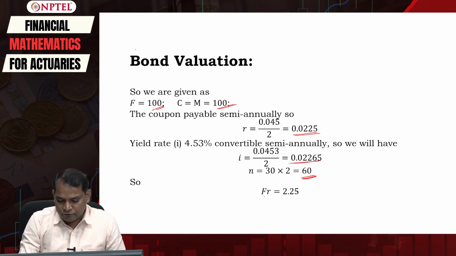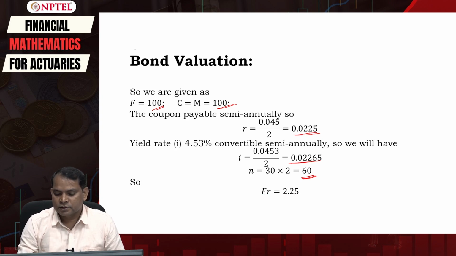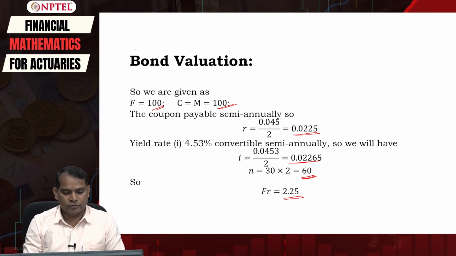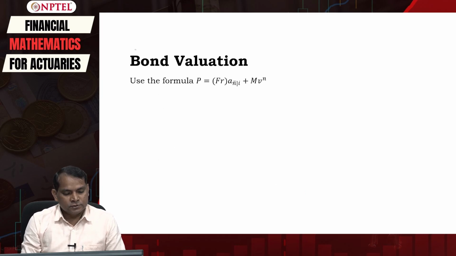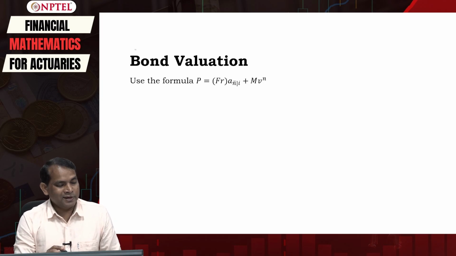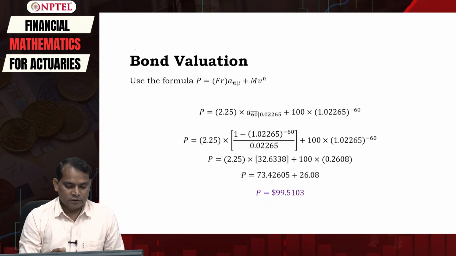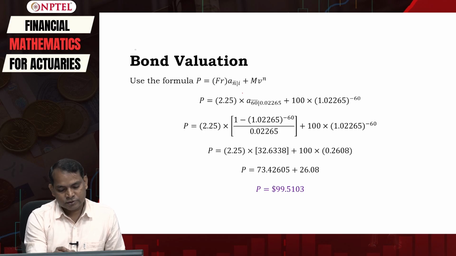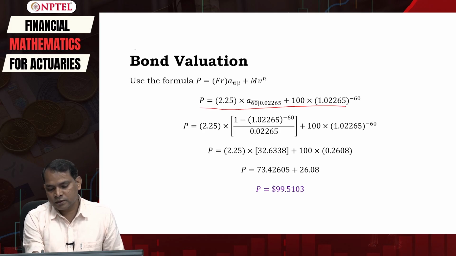So Fr, that is the coupon amount, will be 100 multiplied by 0.0225. So we will get 2.25, which we are going to use in our formula. So let us use the formula which says P = Fr a angle n at i plus C v to the power n, or M v to the power n. Which we will again rewrite using the values, right.